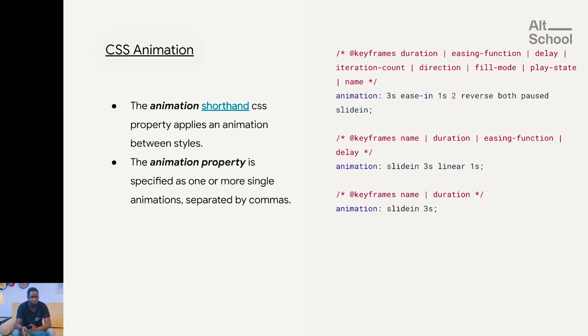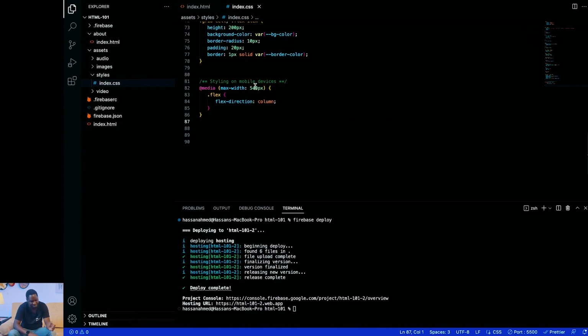On the left side of your screen, you can see that we have an animation property, and its value is 3s, ease-in, 1s, 2, reverse, both, paused, sliding. If you check the comments up there, that's how we actually write comments in CSS. Did we talk about that? I did mention it, but this is how we write comments in CSS, content that will not be used as styling rules. I'm sorry about that, but that's it.